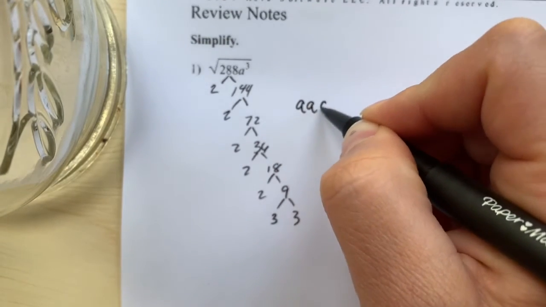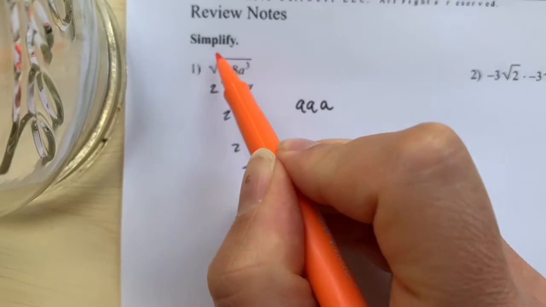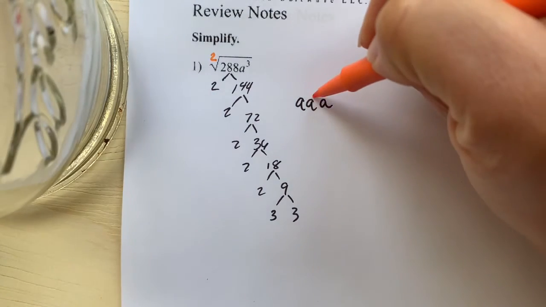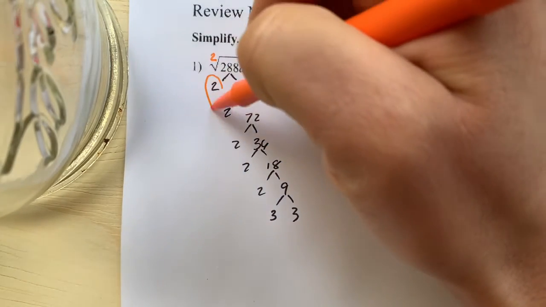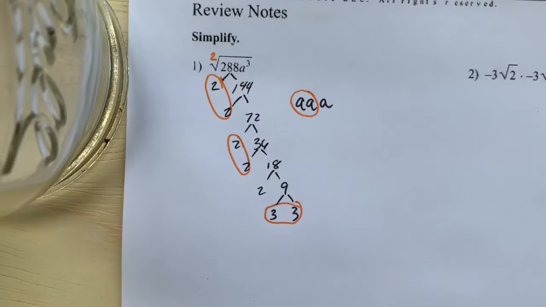1, 2, 3. Now, when I look at this, I see how many I need to group in order to break it out of jail. When there's not a number, then we know that's a 2, so I'm going to circle groups of 2. Everything I circle gets to come out. Everything I don't circle has to stay inside the radical.